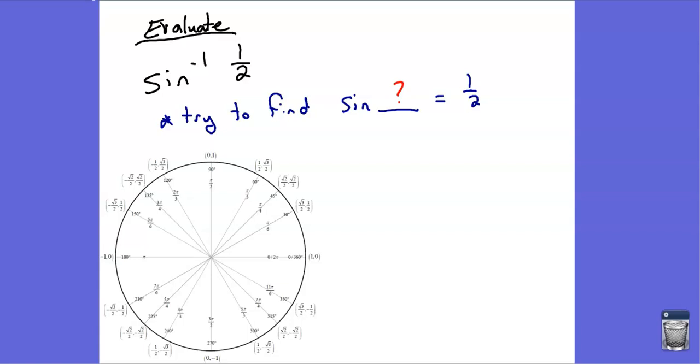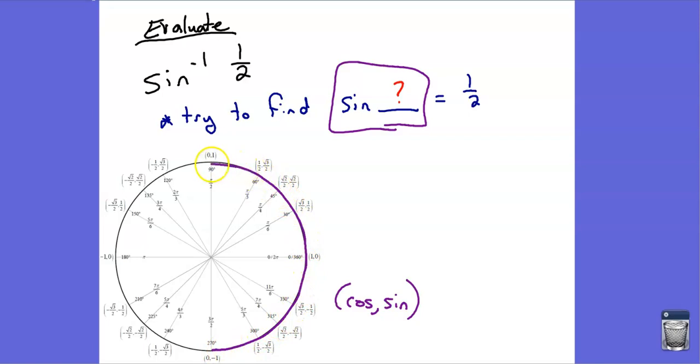So here, when I ask you to find the inverse sine of 1/2, we're trying to find sine of what will give me 1/2. And if you remember, a point is cosine, sine. I'm looking from negative pi over 2 to pi over 2, so I'm looking at this part of the circle. The only part where sine is 1/2 is right here. So this is pi over 6. In other words, sine of pi over 6 is going to give us 1/2.